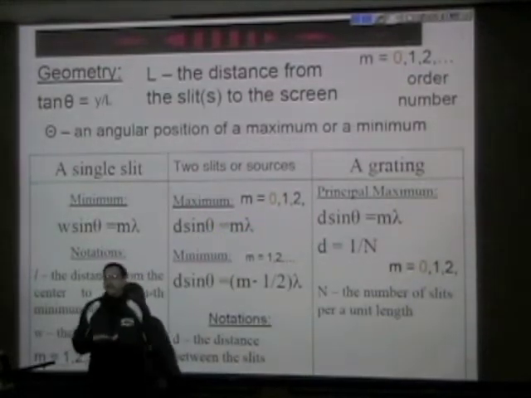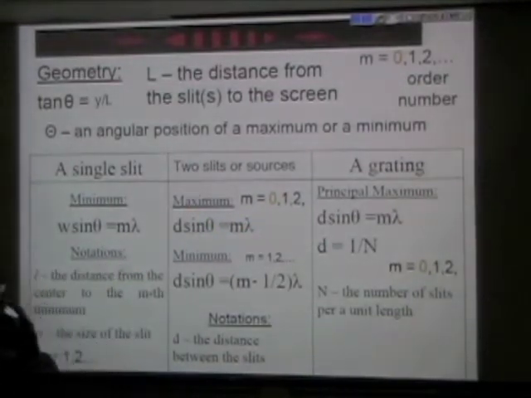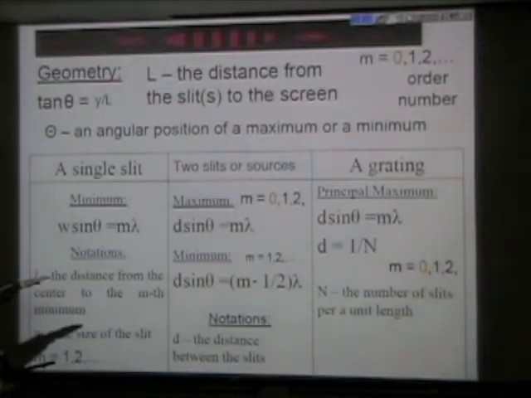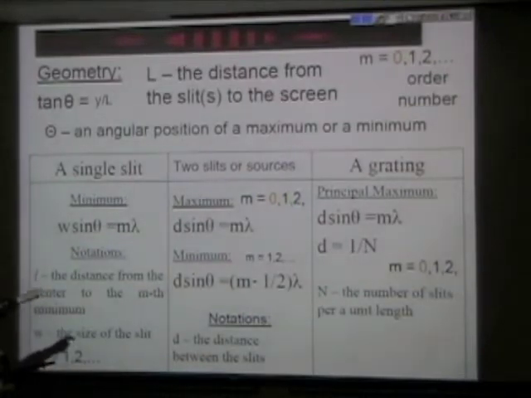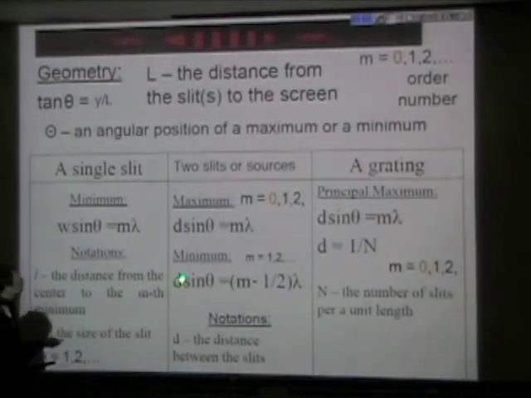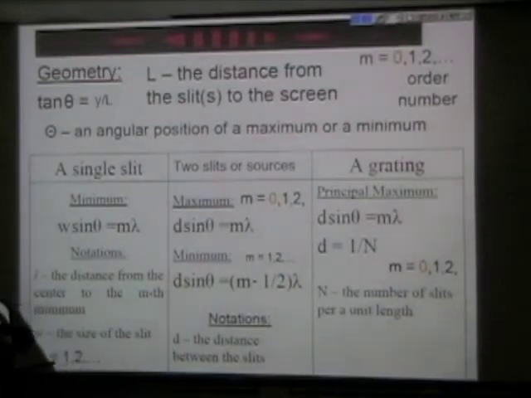And this is the angle between the center of this picture and the specific bright spot. It could be this bright spot number 1, bright spot number 2. And the dark spots obey this condition, saying this is the distance between the sources or slits.